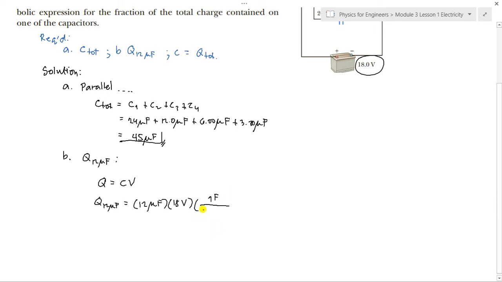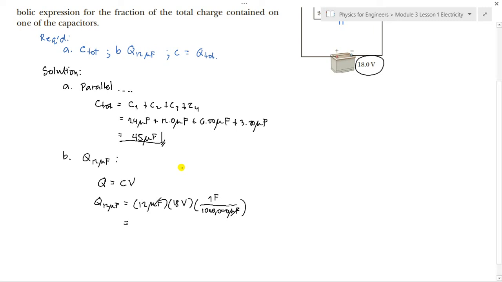1 over 1 million. Okay. One farad is equal to 1 million microfarad. Cancel this, so it's just farad. And farad times volt is coulomb. So that would be 12 times 18 times 10 to the power negative 6. The answer here is 2.16 times 10 to the negative 4.